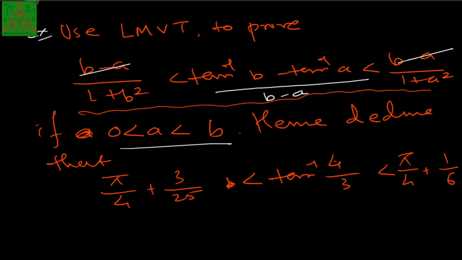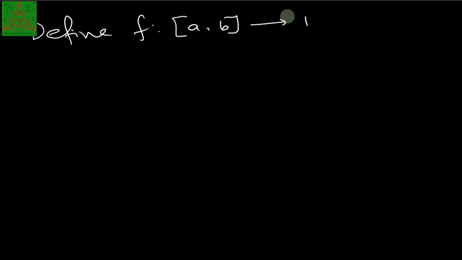So we'll start with this idea and proceed by defining the function f from a to b to R as f of x equal to tan inverse of x.